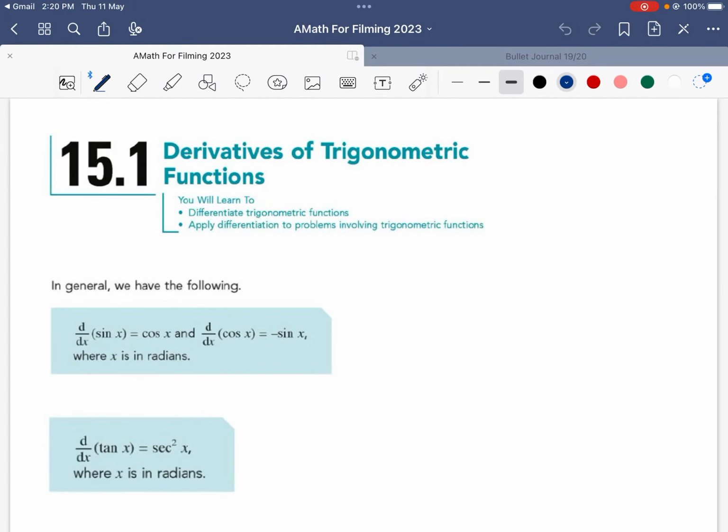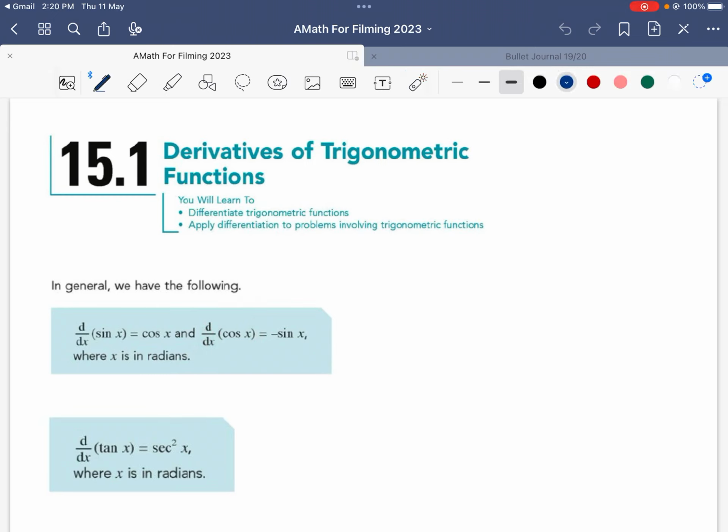Today we're covering 15.1, derivatives of trigonometric functions. So in general, I'll just dive right in. When you differentiate sine x, what you get is cosine x. Cosine is always a special one. When you differentiate cosine x, what you get is negative sine x.